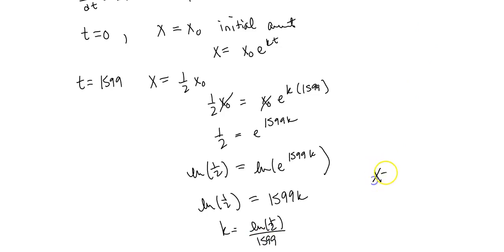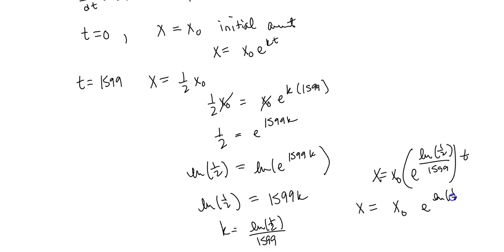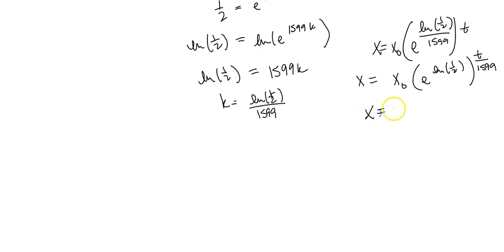So that means that x would be x sub 0 times e to the natural log of 1/2 divided by 1599 times t, or I could actually write parentheses around this if I wanted to, or I could even make that e to the natural log of 1/2 raised to the t over 1599, and the e to the natural log of 1/2 is 1/2. So you can see that this is the half-life formula we talked about in the last section.